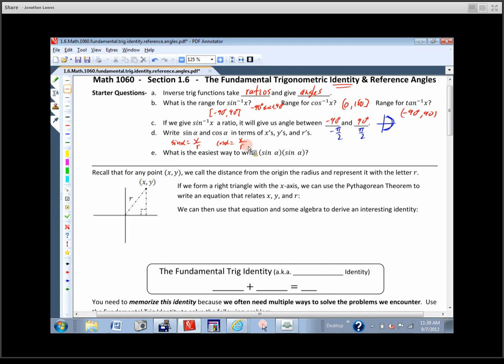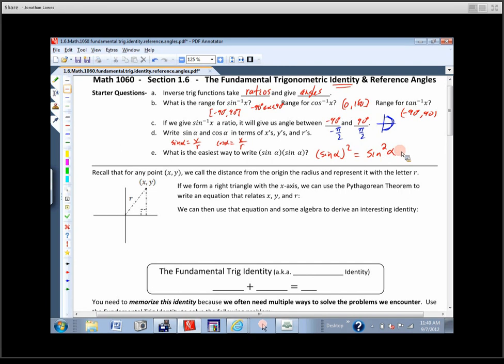And then the last part here: what is the easiest way to write the sine of alpha times the sine of alpha? The sine of alpha squared. So you could write it like this, sine of alpha quantity squared. But because we run into this so often, whenever we take a trig function and raise it to a power, we don't want to put the parentheses. So what we do is write sine squared alpha.